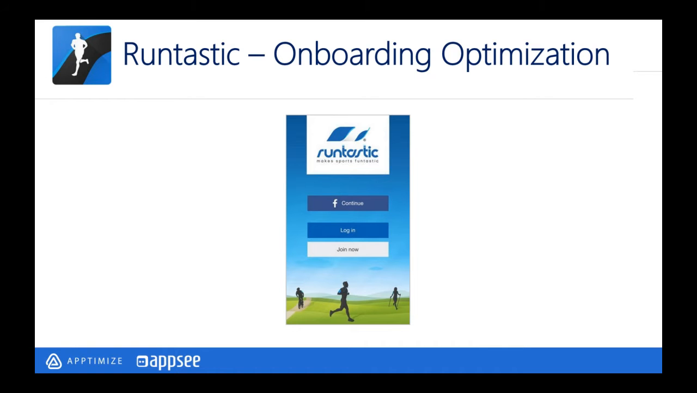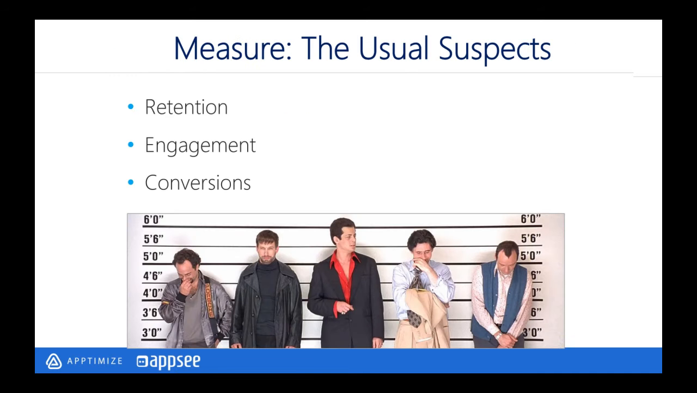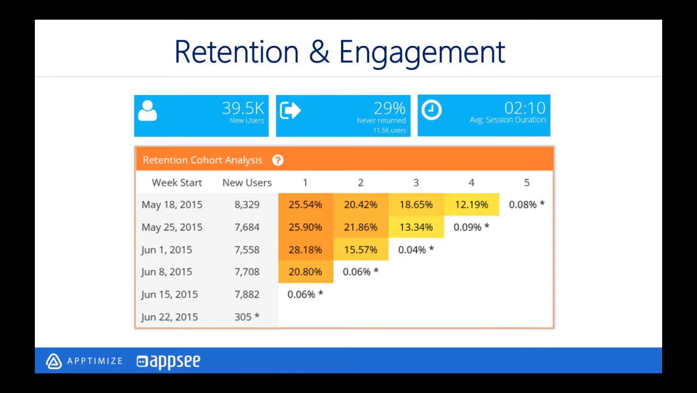So coming back to the Runtastic app, we actually want to start with the optimization cycle. And the first step of the optimization cycle is actually measuring the metrics that we want to understand and improve. So usually here we would stick to classic metrics like retention, engagement, and conversions. And as Kendrick mentioned, the entire process of onboarding is turning a first-time user into a loyal, engaged user. So obviously the most important thing is to understand our retention rates.